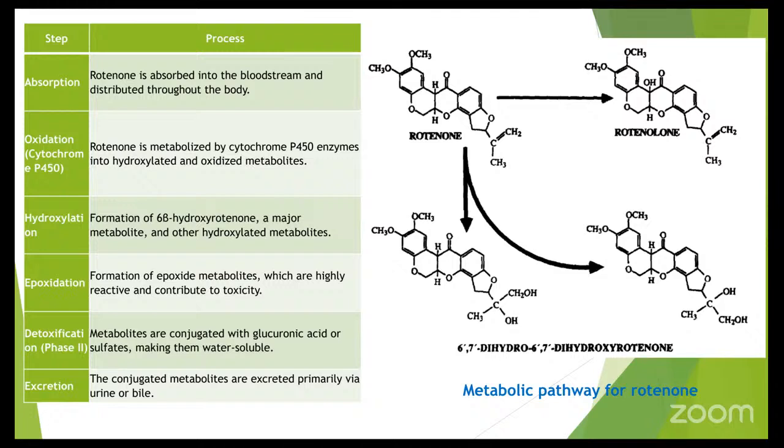Here comes absorption. Retinol is absorbed into the bloodstream and distributed throughout the body. Retinol is metabolized by CYP enzymes into hydroxylated and oxidized metabolites, and the formation of 6-beta hydroxyretinol, a major metabolite, can be seen here in the figure, along with other hydroxylated metabolites. Epoxide metabolites can form if epoxidation has happened, which are highly reactive and contribute to toxicity. Metabolites are conjugated with glucuronic acid or sulfates, making them water soluble, which we will see in detoxification phase 2. For excretion, the conjugated metabolites are excreted primarily via urine or bile.